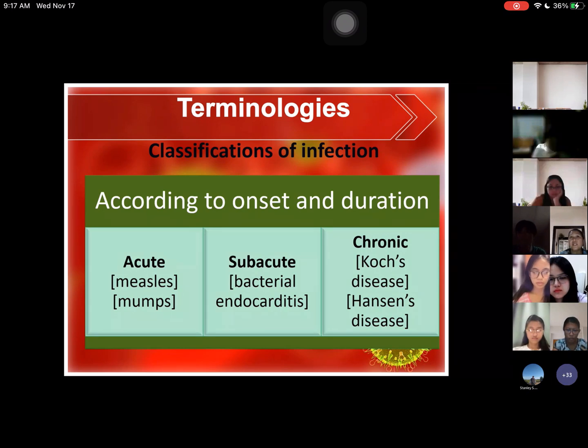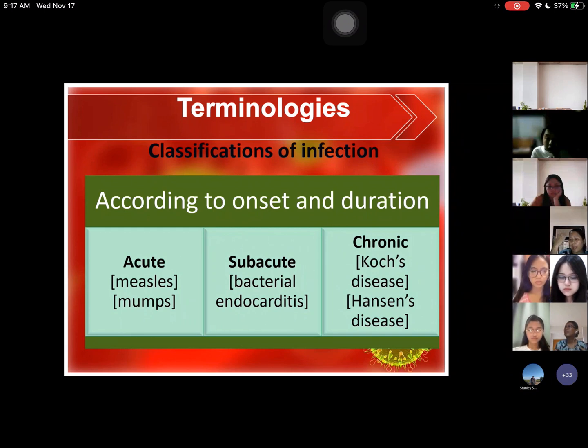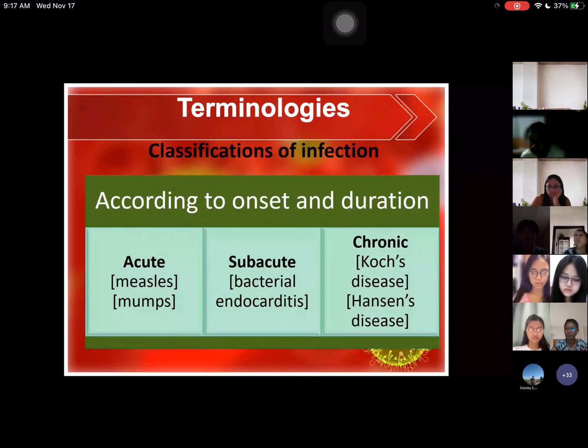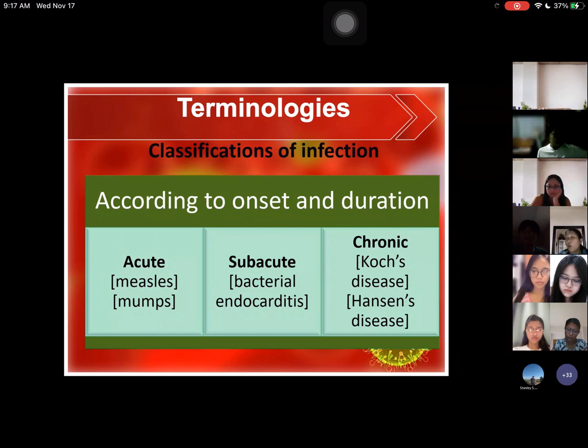Okay, you know measles, if you have that very high fever in one day or overnight, and if the rashes already come out from the head up to the toe, eventually you will actually recover easily. So that is rapid onset and rapid recovery. Same is true with the mumps.